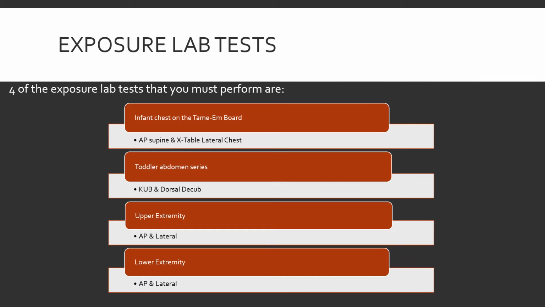Exposure lab tests. There are 4 exposure lab tests that you must perform. They are number 1, infant chest on the Tayman board, AP supine, and cross table lateral chest. 2, toddler abdominal series. That consists of a KUB and a dorsal decube. 3, an upper extremity, AP and lateral views. 4, lower extremity, AP and lateral views.